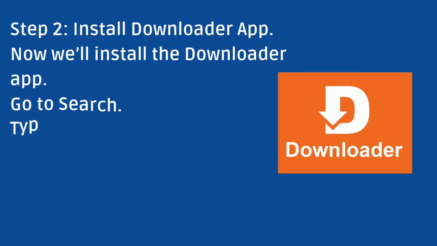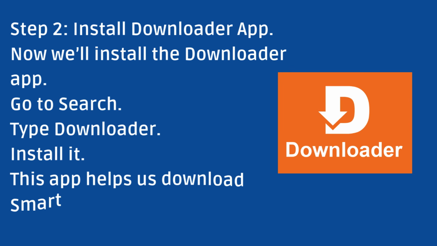Step 2. Install Downloader app. Now we'll install the Downloader app. Go to Search, type Downloader, install it. This app helps us download SmartTube easily.